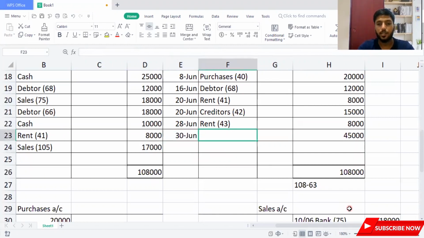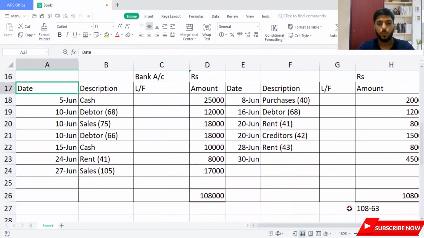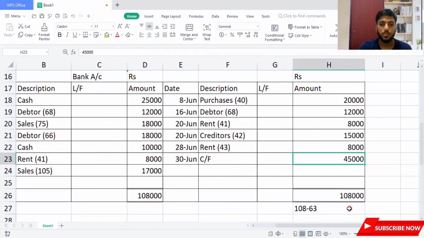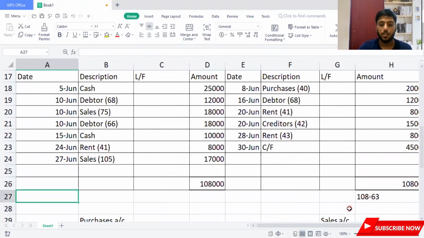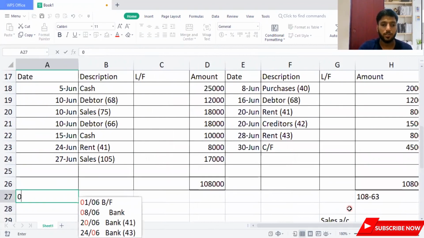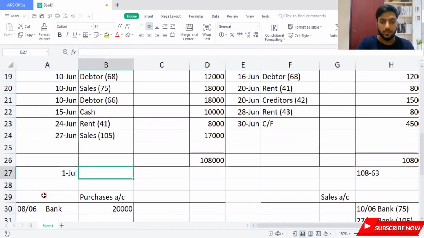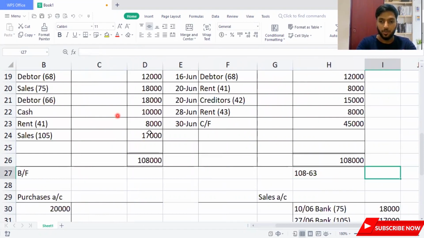I'll write it as carried down. Did I take BF? Let me see. No BF, so I can take carried down or carried forward, no problem. I'll take CF. So 45,000. This is the opening balance of the next month. We are going to take this balance, the last carried forward, to the next month. So I will take it as 1st July. If I take it as 1st July, it should be brought forward here. And the balance which I'm showing here as carried forward is the balance which will come here on the debit side as brought forward.